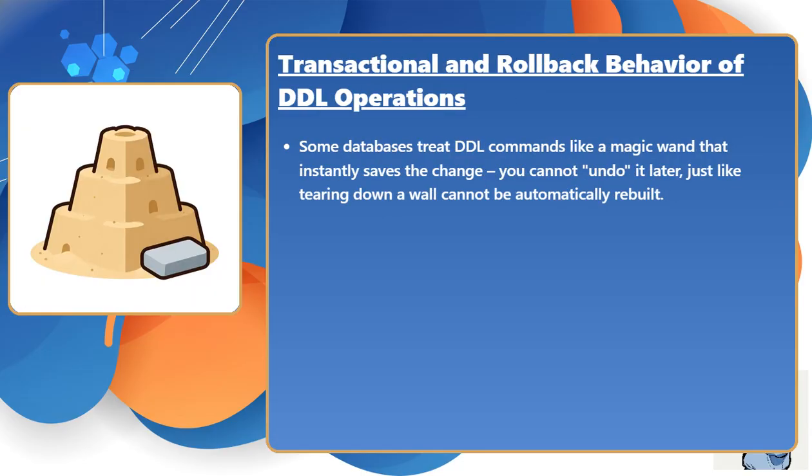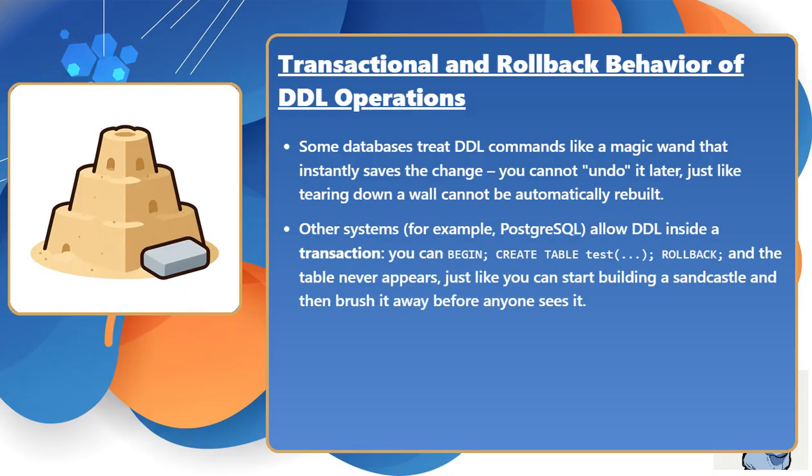Some databases treat DDL commands like a magic wand that instantly saves the change. You cannot undo it later, just like tearing down a wall cannot be automatically rebuilt. Other systems, for example PostgreSQL, allow DDL inside a transaction. You can begin, create table test (), rollback, and the table never appears, just like you can start building a sandcastle and then brush it away before anyone sees it. The rollback behavior depends on the DBMS.